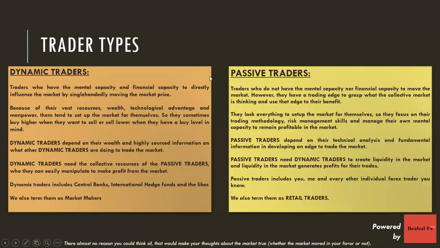We want to talk about the type of traders here, and we have two major types of traders. We have the dynamic traders and we have the passive traders. The dynamic traders are traders who have the mental capacity and financial capacity to directly influence the market single-handedly. All right. So these traders are people who have a lot of resources, a lot of money. They have the technological advantage and manpower, and they tend to set up markets for themselves.